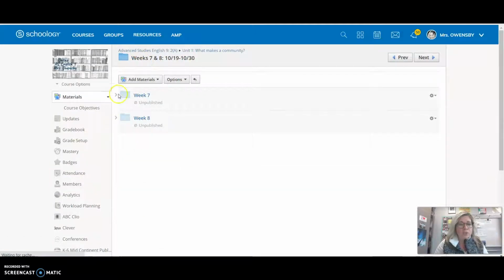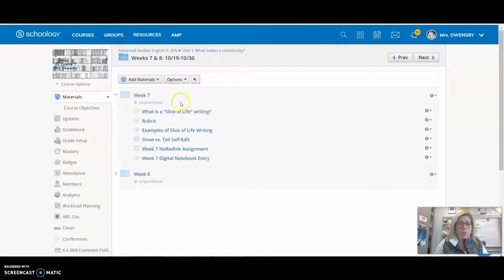But in the week 7 folder, we are going to be starting our slice of life writing. That is the summative make for the unit. You guys a couple weeks ago did a slice of life quick write. And you will be actually pulling that back up and editing that and either using that as a starting point for your summative, or you can start with a different topic.